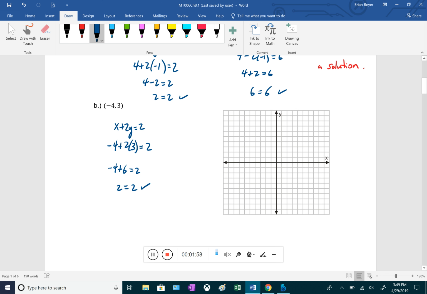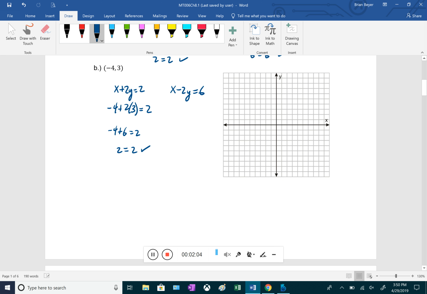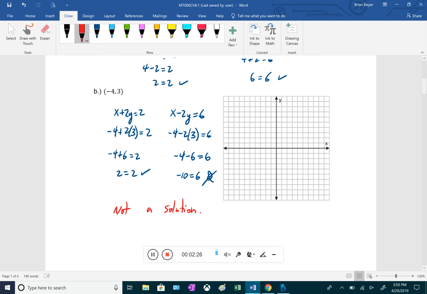Now plugging it into the next one, x minus 2y equals 6. We plug in -4 for x and 3 for y. So we get -4 minus 6 equals 6. This one gives us -10, which does not equal 6. That means this xy ordered pair is not a solution to this system of linear equations.